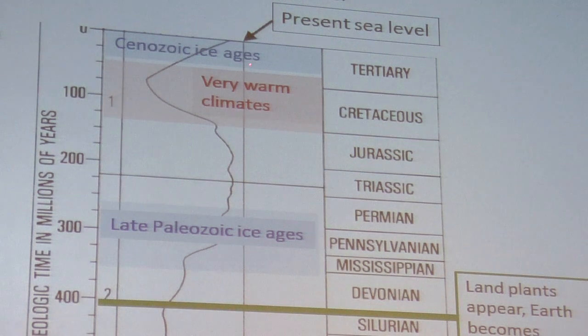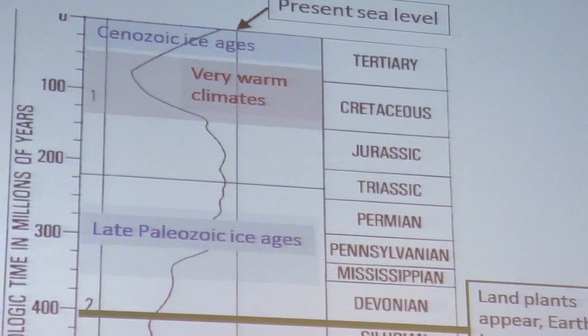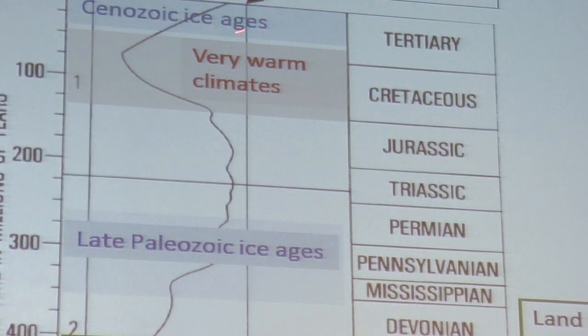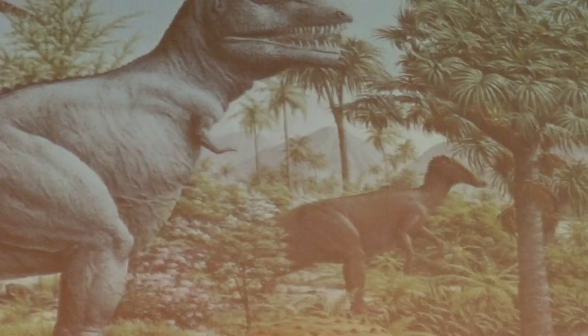So the question is, why did climates change? And presumably, they changed because of CO2. This was a time of low CO2, and high CO2. So why was CO2 high here?